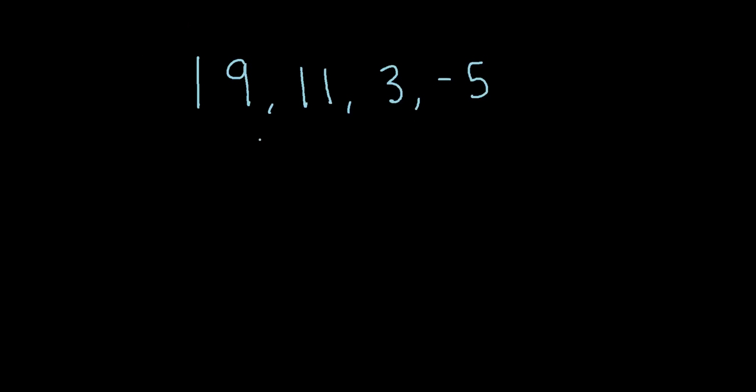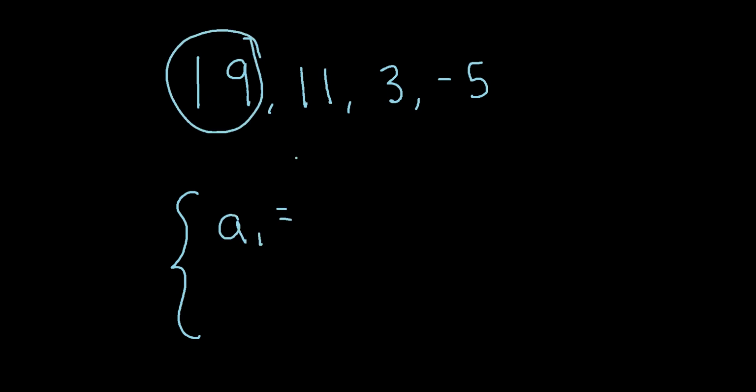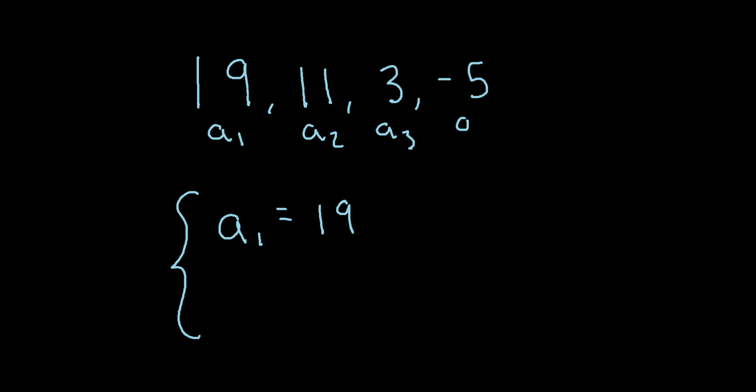All right, let's try one more example. Let's say we have the following sequence of values. How can we write a recursive formula to describe this sequence? Well, remember the first piece of information we want to write is a sub 1, which is just the first value in the sequence. We can see that's 19 right here. So we'll write a 19. So this first value is a sub 1. The second value is a sub 2, then a sub 3, and a sub 4.